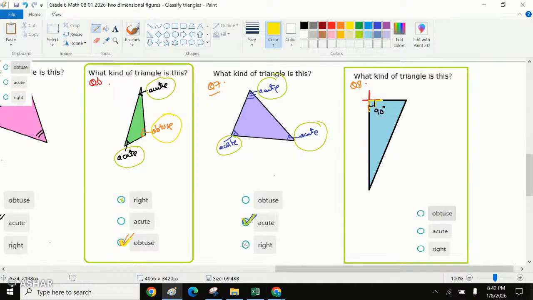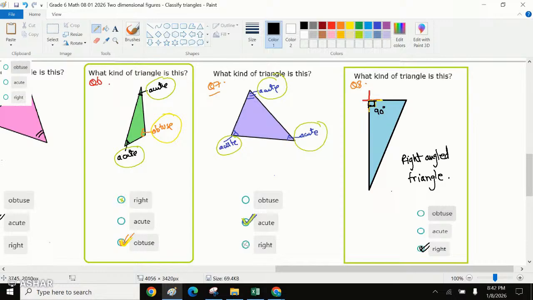Acute means less than 90. Obtuse means greater than 90, right? But over here we can see a 90-degree angle. And whenever we have a 90-degree angle, we say it is a right angle triangle. This is a right angled triangle because one angle is 90 degrees. Okay, we need to remember this.